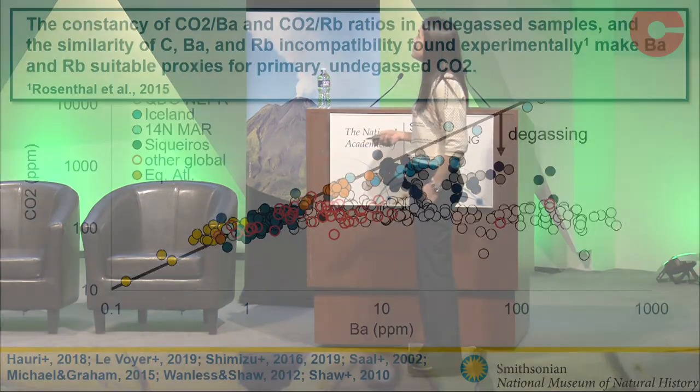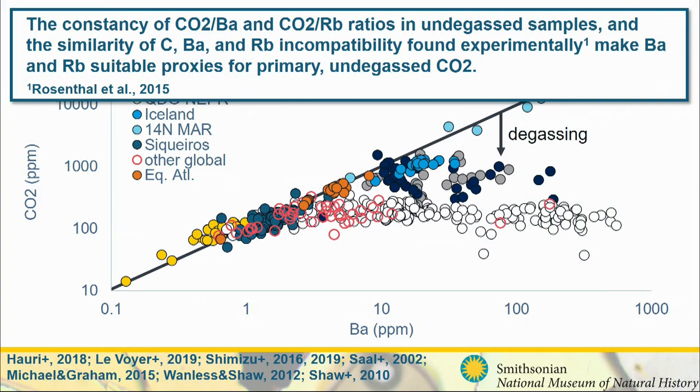So the constancy of CO2 barium and CO2 rubidium ratios in undegassed samples, and the similarity of carbon, rubidium, and barium incompatibility in experiments, and these experiments were conducted in Marc Hirschmann's lab, also in collaboration with Erik Hauri. The similarity in experimental studies gives us a lot of confidence that barium and rubidium will be very suitable proxies for reconstruction of primary undegassed CO2.